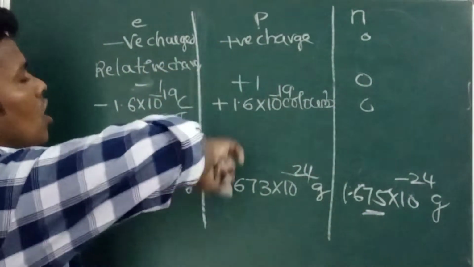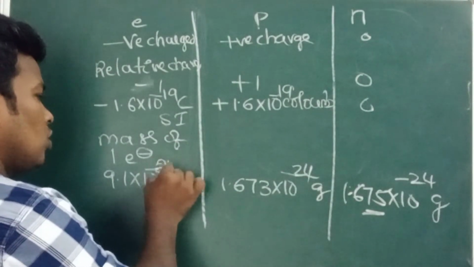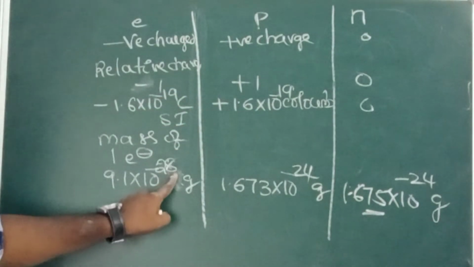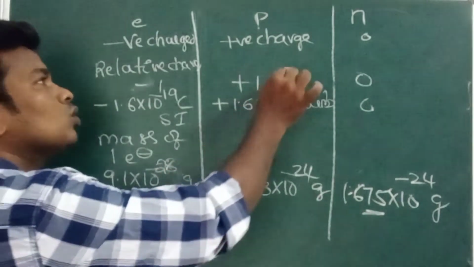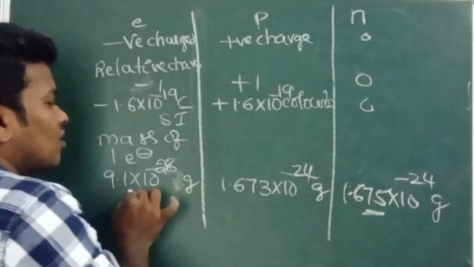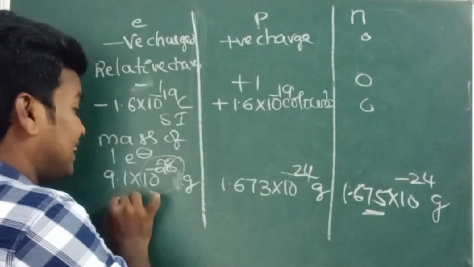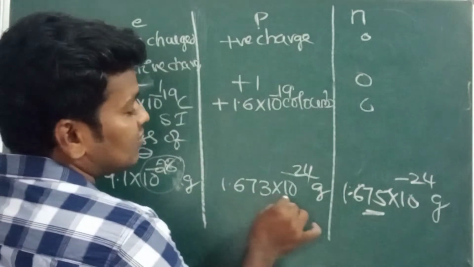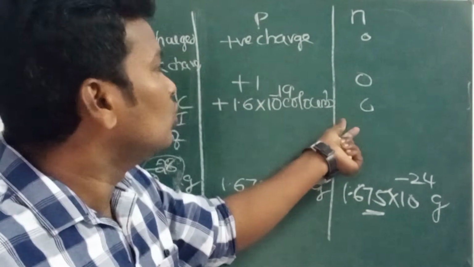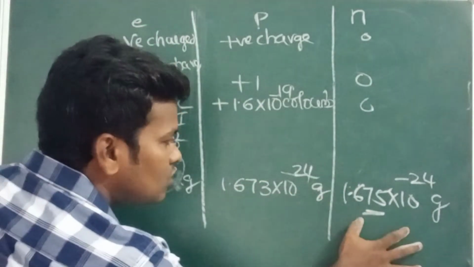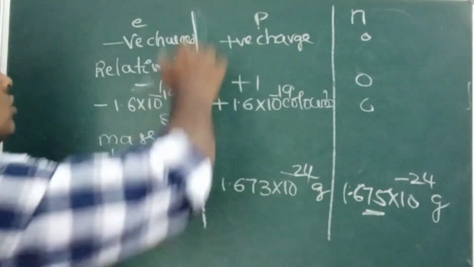If you see, the electron mass, since we have written it in grams, is 10 to the power of minus 28 grams, whereas the others are minus 24. You can see that compared to the proton mass and neutron mass, the electron mass is negligible. Why? Because it is 9.1 into 10 to the power of minus 28, while here it is 1.67 into 10 to the power of minus 24. When compared to the proton and neutron mass, we neglect the electron mass because it is very small.